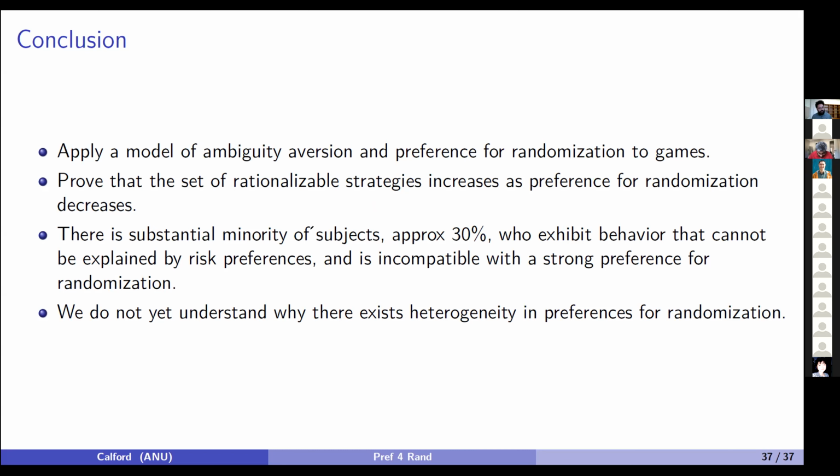There is a substantial minority of subjects, at least 30%, who exhibit behavior that cannot be explained by risk preferences and is incompatible with delta equals 1. And so this indicates heterogeneity in preferences for randomization amongst the population. We've seen this in a few other settings recently. I guess Marina Agranov and Pietro Ortoleva's paper is probably the main one that people might know. But there is building evidence that there is heterogeneity in preferences for randomization across various environments.